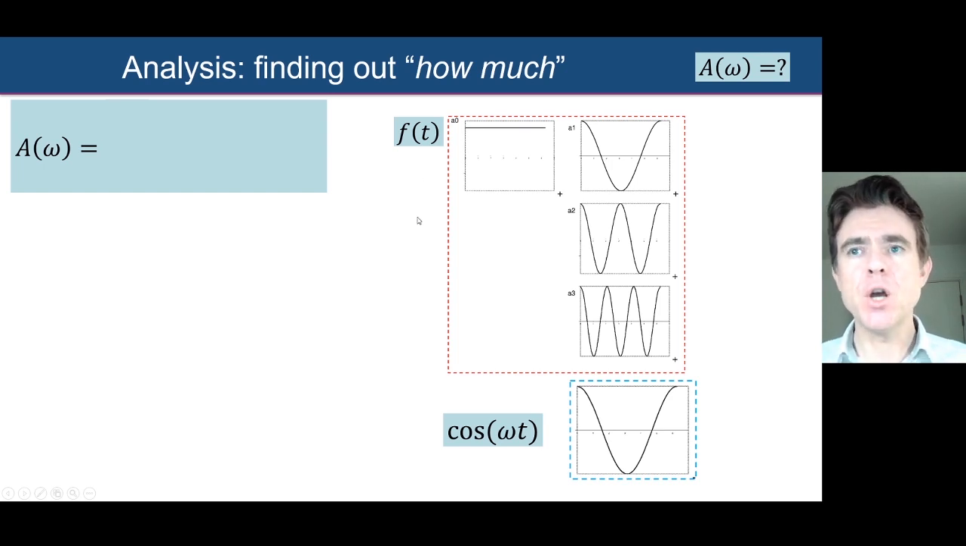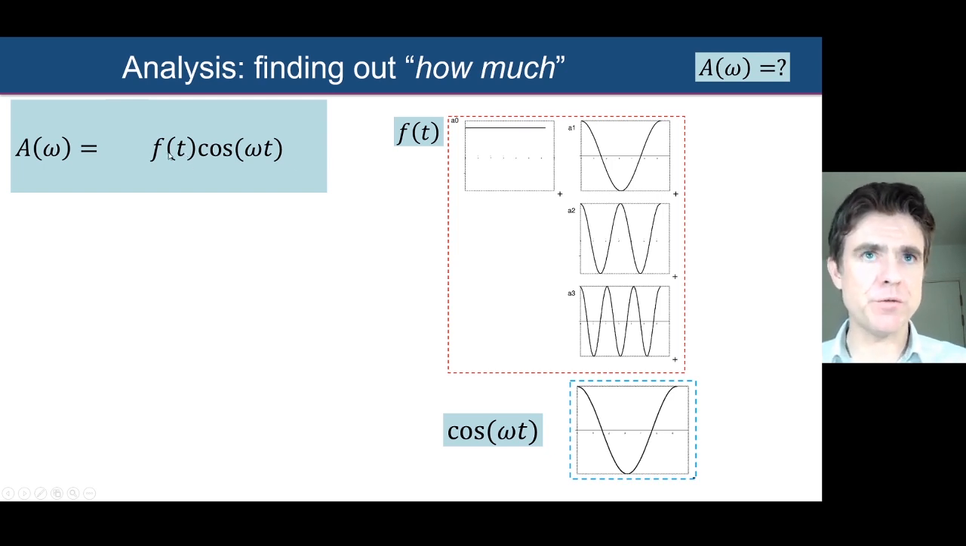So how do we find out how much of that is present in our example function f of t? Well, all we have to do, as it turns out, is simply take the function that we want to decompose into all these various frequency components, and multiply it by the frequency component that we wish to find the amplitude for, or the coefficient for. So let's see how this can possibly work.